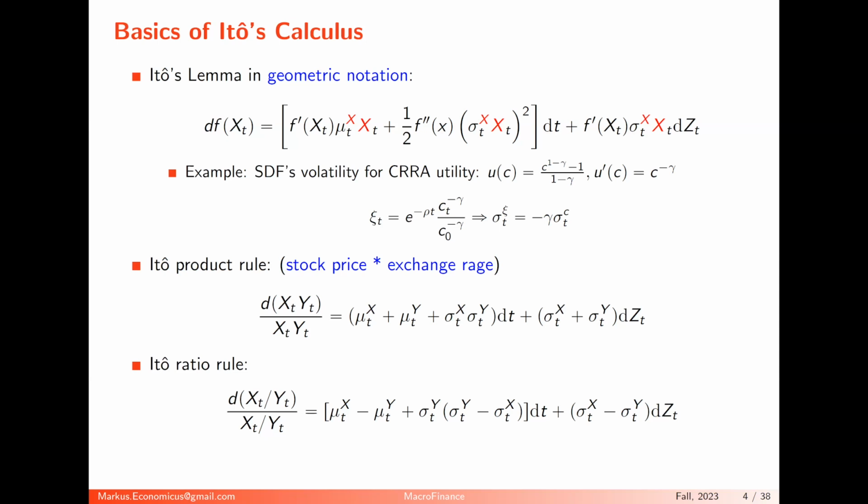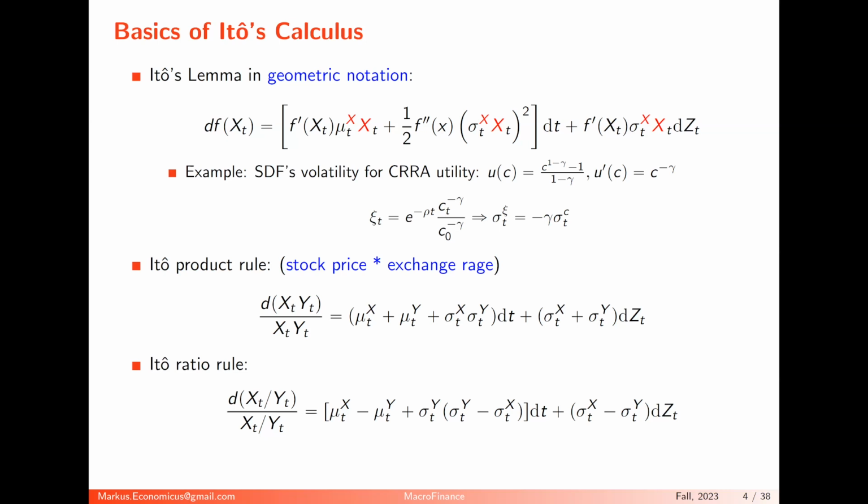Okay, then as we said last time, there's of course an Ito product rule. We have two stochastic processes, and we would like to know what the stochastic process of the product is. And that's just the drift of x plus the drift of y. And then you have essentially the covariance term, the Ito term.